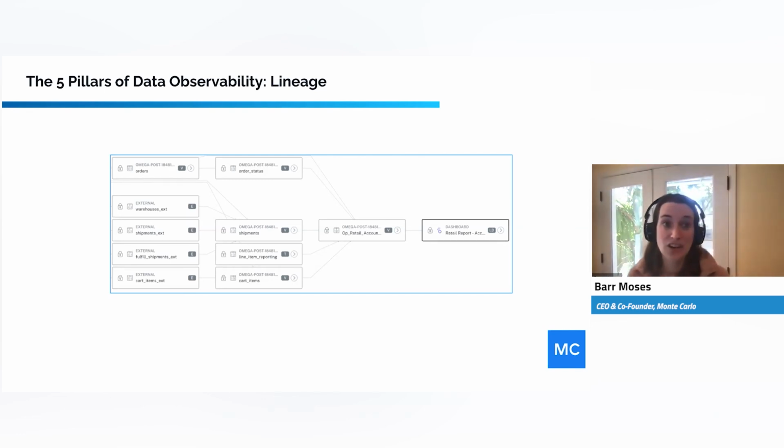And in our opinion, lineage or metadata without the other is useless. Teams are collecting a lot of metadata these days, but if you're not able to apply it to a specific business use case, then what's the point? And lineage helps you with that.